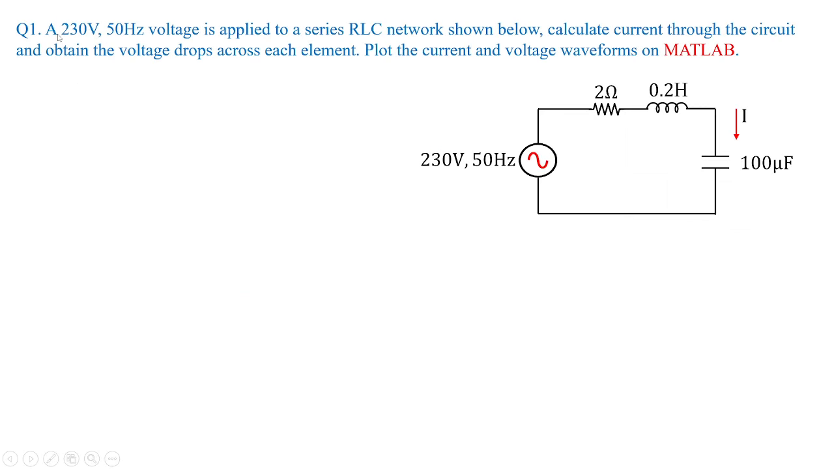Now, when a 230 volts 50 hertz voltage is applied to an RLC network as shown here, we have to calculate the current through the circuit, that is shown through 100 microfarads. In fact, it's a series circuit, so the same current would be flowing in 2 ohms as well as 0.2 henries also. So we need to obtain the voltage drop across each element, and we need to plot the graph of voltage and current waveforms using MATLAB.